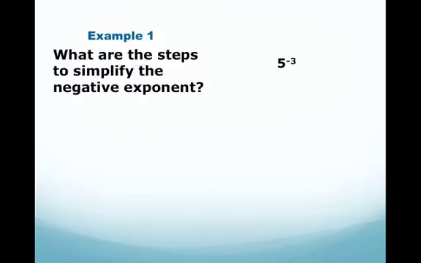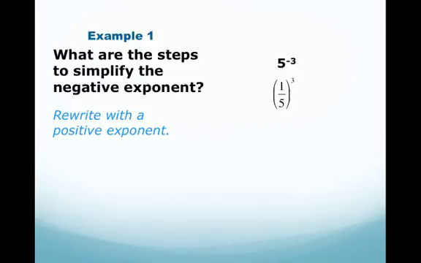Example 1. What are the steps to simplify a negative exponent? 5 to the -3rd. So first we have to remember, how do we write 5 as a fraction? It's a whole number, so we just put 5 over 1. So when we rewrite this as a positive exponent, we have to flip 5 over 1, which would make it 1 over 5. And then we'd have to change it to a positive exponent, so the -3 becomes a positive 3.